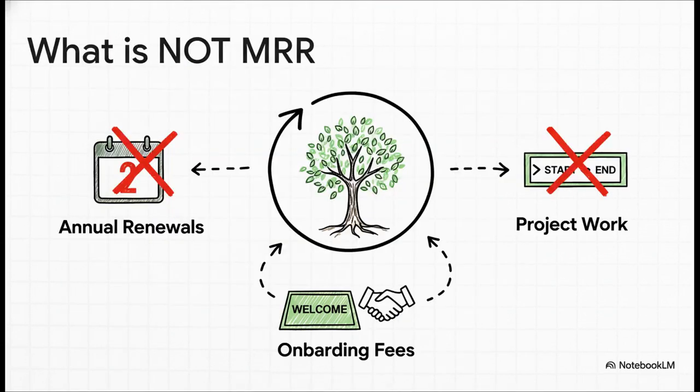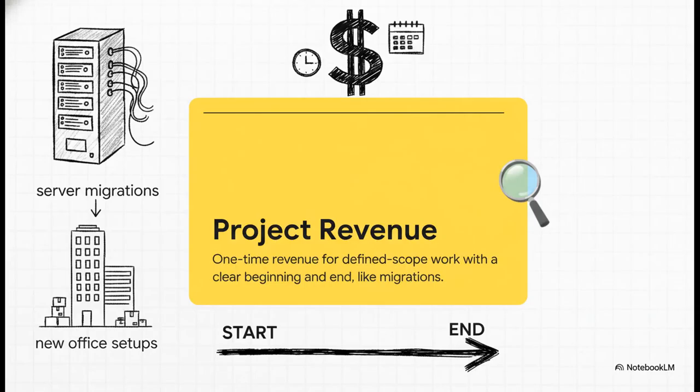And listen, it's just as important to know what MRR isn't. That one-time onboarding fee, even if you let the client pay it over 3 months, nope, not MRR. An annual license renewal, also not MRR. Getting this stuff wrong is exactly how the messy accounting starts in the first place. Okay, next up, project revenue. Now, this is great for cash flow, don't get me wrong, but it's one-time work. It has a clear beginning and a clear end.